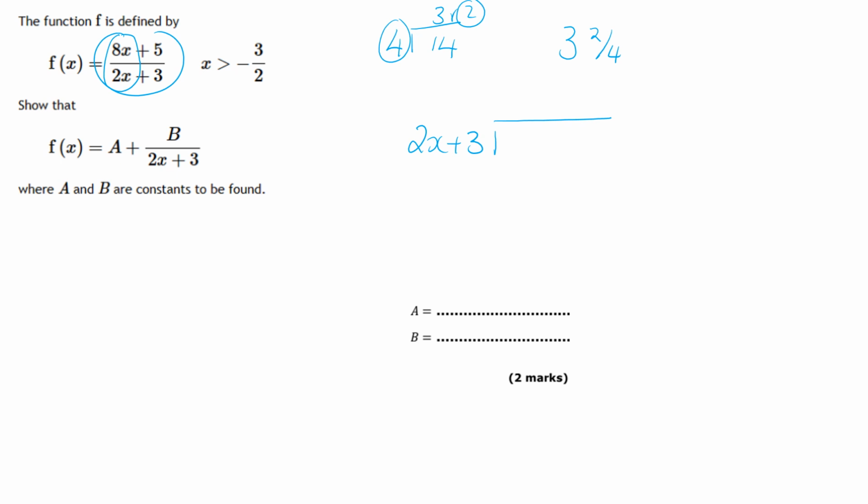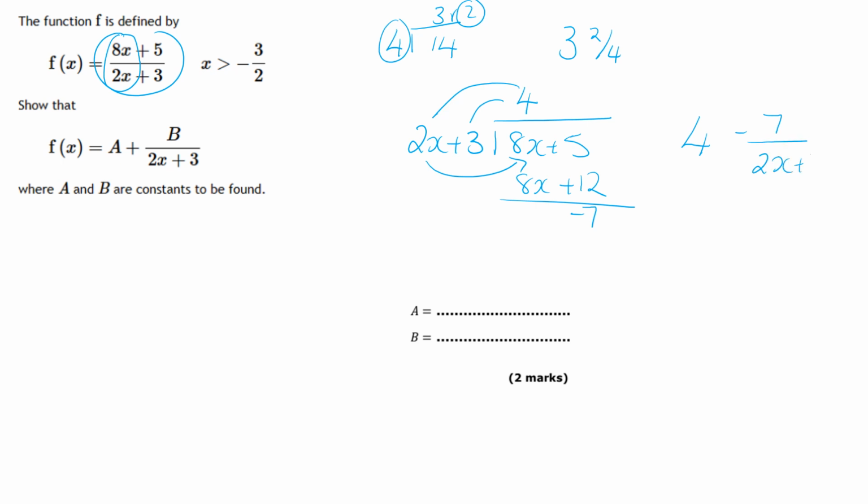We've got 2x plus 3 into 8x plus 5. Taking the 2 into the 8x, that gives us 4. Timesing that on the front in order to get our remainder, that's going to give us 8x plus 12. We do a takeaway, 5 take away 12 will be minus 7. So this goes 4 times minus 7 over 2x plus 3. So the A in the front is a 4 and the B is a minus 7.